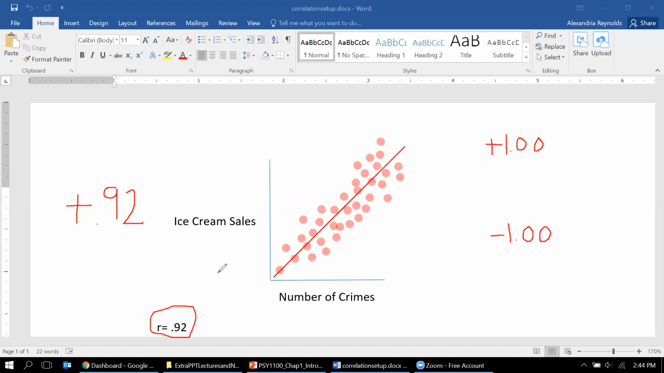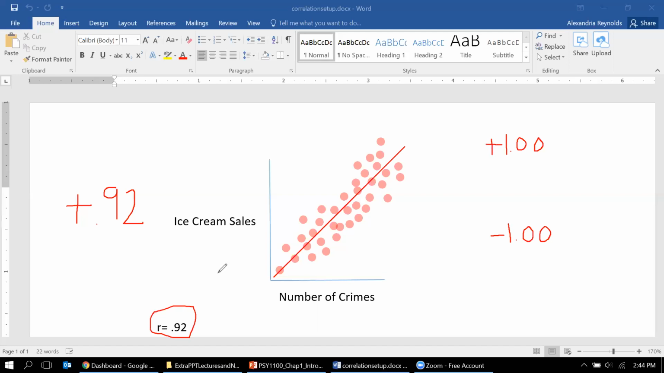This is the problem with correlation. We cannot say that one thing causes another. We cannot say that the number of crimes creates more ice cream sales or causes more ice cream sales. We can't say that more ice cream sales cause number of crimes. We can only say that they're related. All that we can say is that they are related in a systematic way. As one increases, the other increases, because this is a positive relationship.